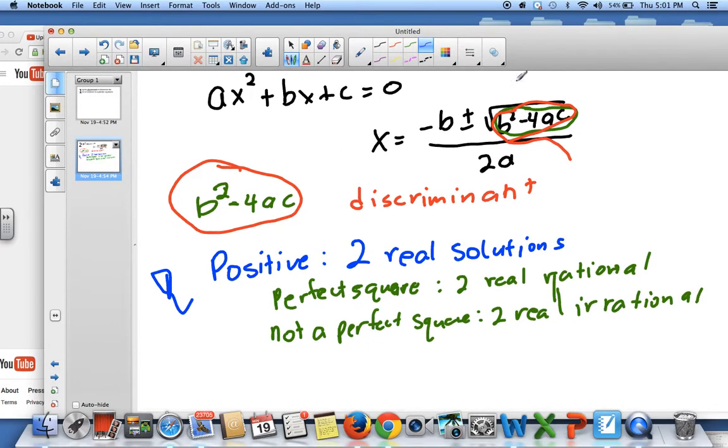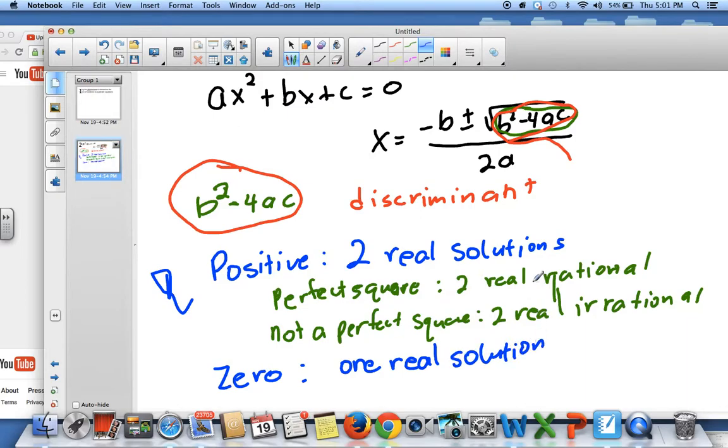if this thing I circled here is 0, I'm going to get negative b plus or minus the square root of 0, which is 0. But something plus 0 is the same as minus 0. So really, if this number here is 0, then I have only one solution, and it's real. So one real solution.